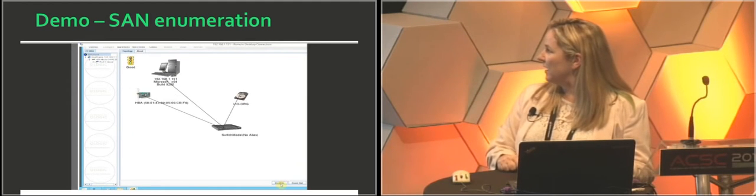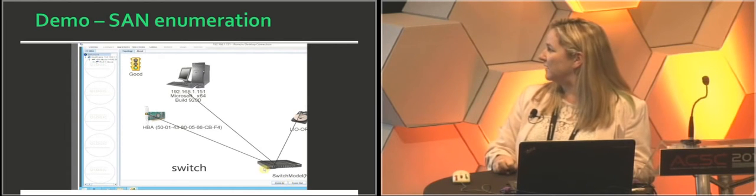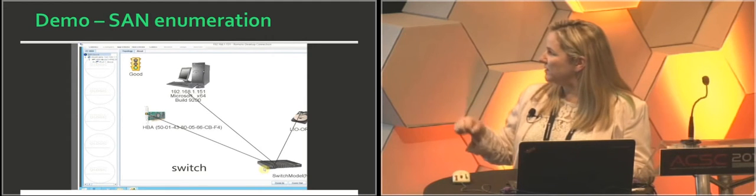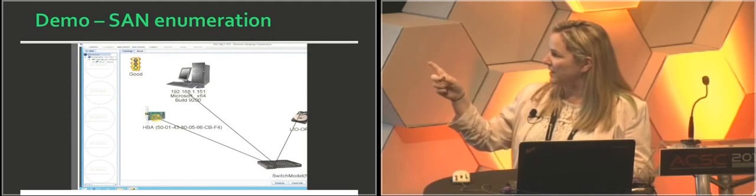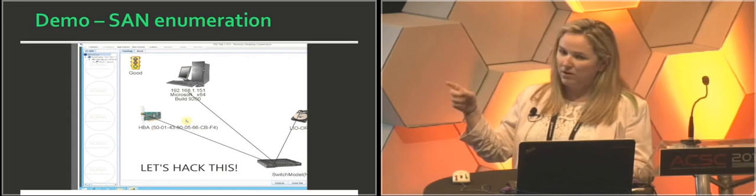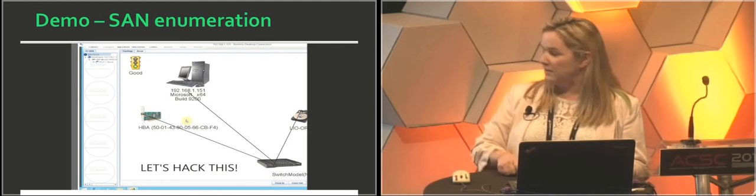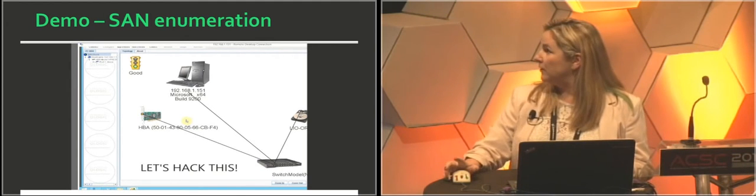The GUI's a bit clunky on it. So you can see the storage there, which is LIO, that's the Linux target kernel module. And then we've got the switch. You can see what ports it's logged in. That's the server I'm on. And there, I see there's another HBA on the network. So this is the HBA that we think, well, let's see what's on that server.